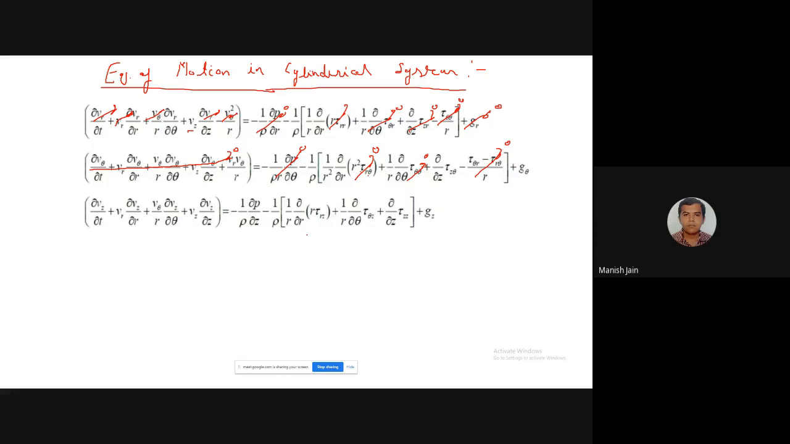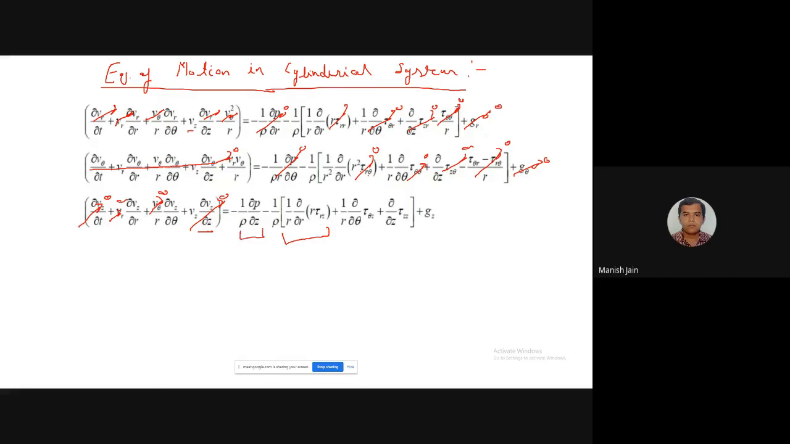This is the tau rz. This is not zero. Vz is not zero, but Vz will not depend upon z. This comes from the equation of continuity. So from the equation of continuity, you can say Vz will not depend upon z, so this term will also be zero. All other terms are zero. Vz does not depend upon time because of steady state, Vr is zero, Vθ is zero. So on the right hand side of this equation, all the terms are zero.